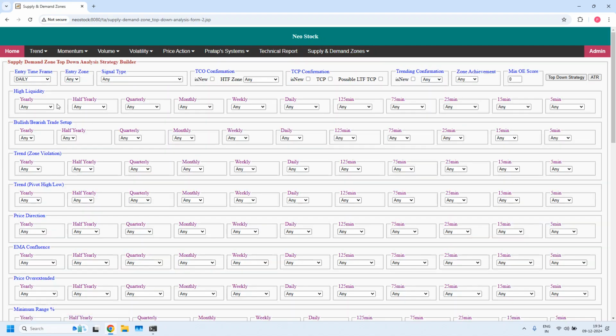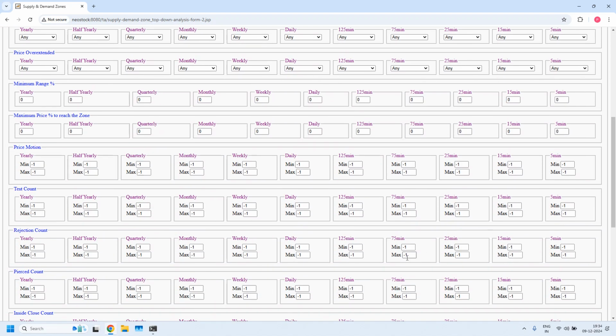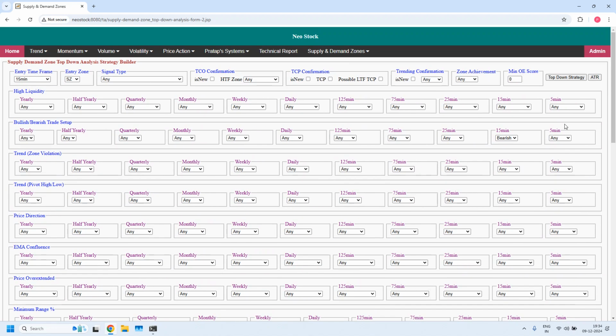Next, bearish trade setup for daily income trade, entry time frame 15 minutes, entry zone supply zone. In bullish or bearish trade setup at 15 minutes, I am selecting bearish. These 15 minute supply zones should not be pierced. So in the pierced count, 15 minutes time frame, I am setting minimum value 0, maximum value 0. Zone achievement VOZ, minimum odd enhance score 12. All 3 filters applied to 15 minute supply zone.